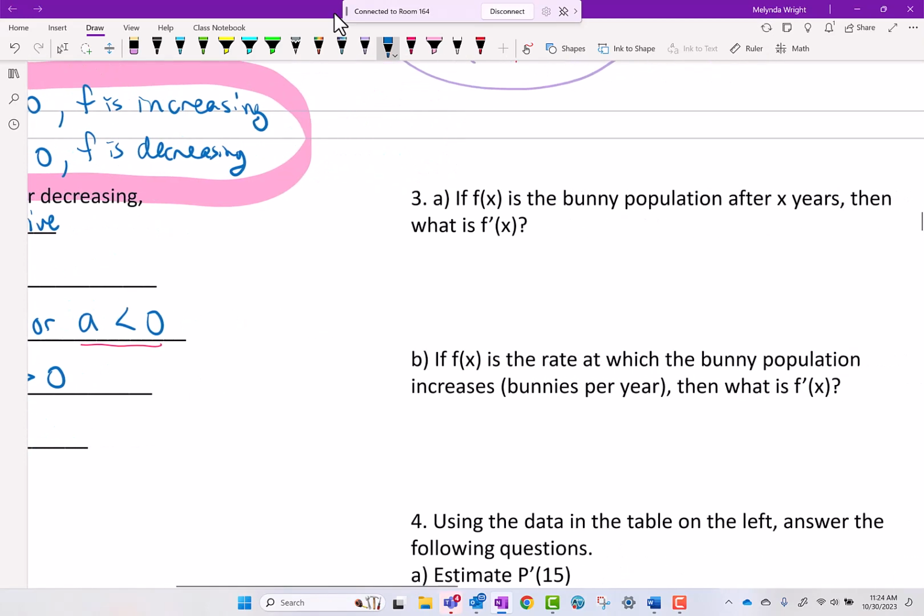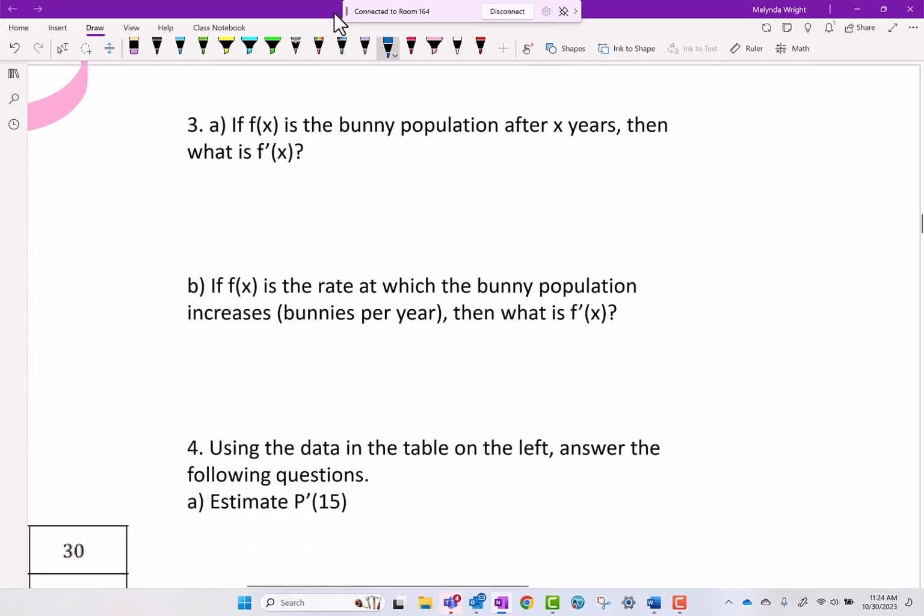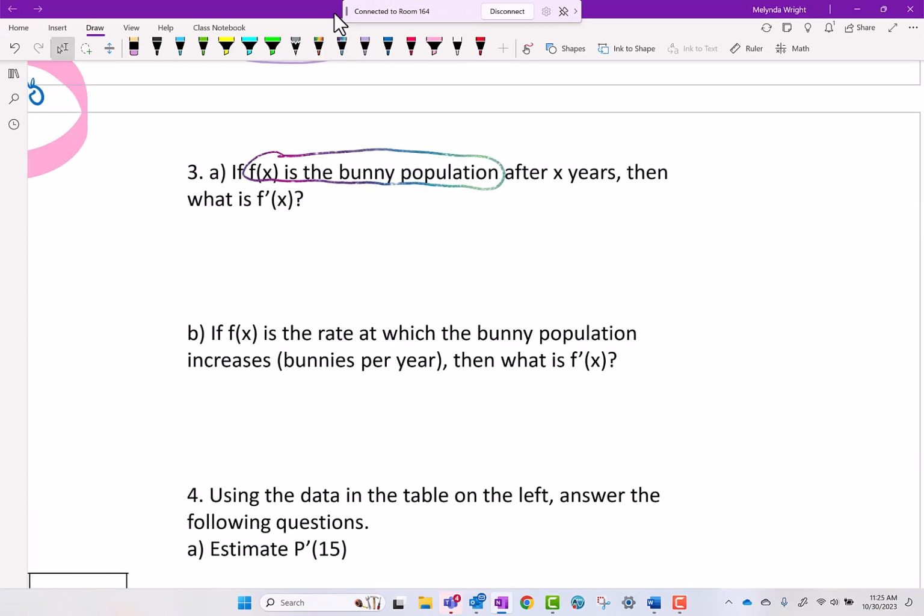All right, so let's look at number 3, more about describing things in context. If F is the bunny population, I really highly encourage you, when you're reading through these words, to make yourself notes. Please don't just breeze over the words and keep going, because that really will not help you. You need to dig into the words. F is the bunny population. What does that mean? Is this a position or is it a derivative? It's a position. It's bunny population. So this is a position.